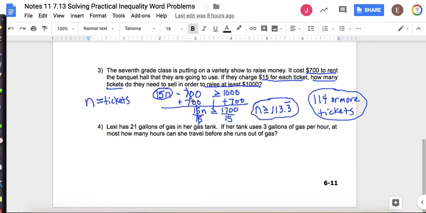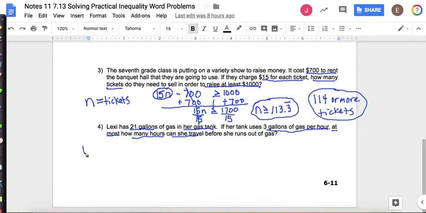And folks, what made this one so tricky is we had to subtract the $700 that we had to use to rent the banquet hall. Okay? And number 4, Lexi has 21 gallons of gas in her gas tank. So underline that. If she uses 3 gallons per hour, at most, how many hours can she travel before she runs out of gas?